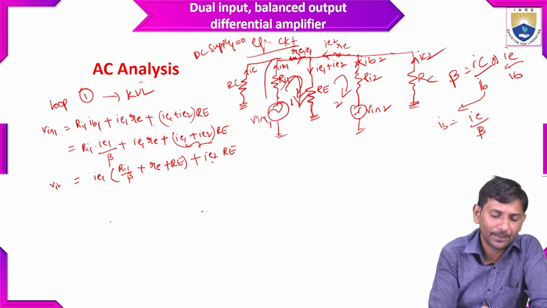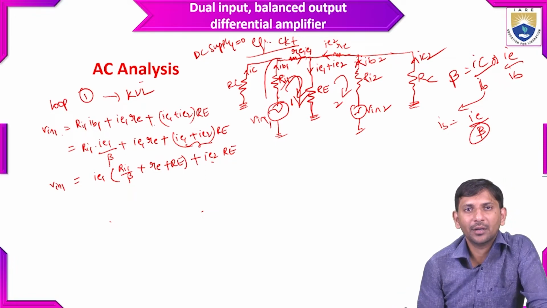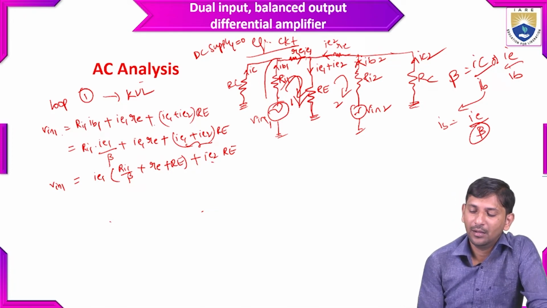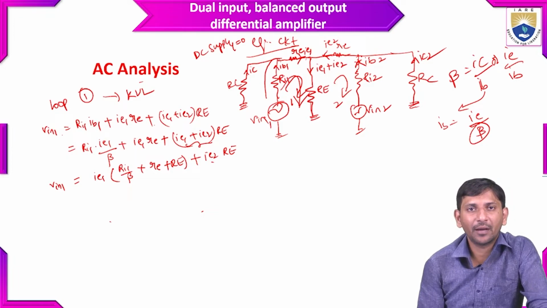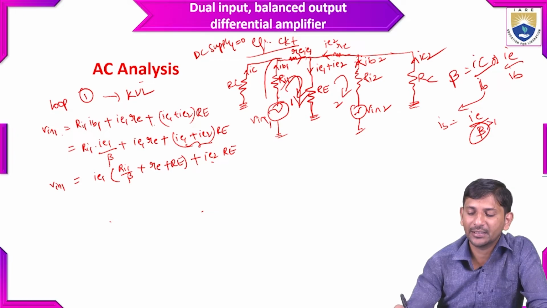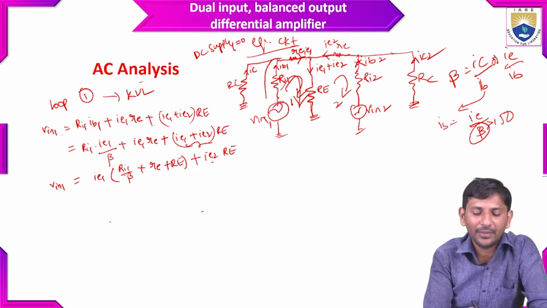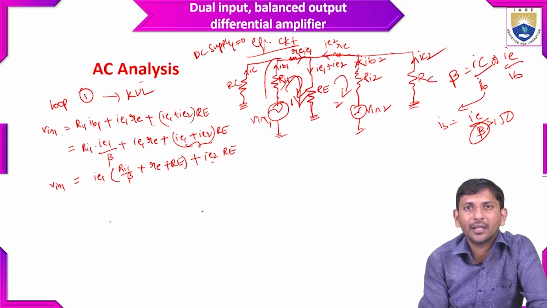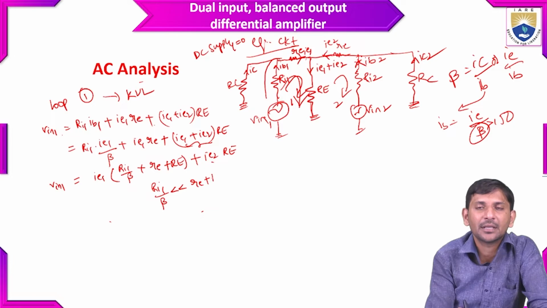Now, what is beta? For a dual input balanced output common emitter transistor, the current amplification factor beta value is typically greater than 150. So it's a large value. When the denominator is maximum, the ratio will be a very small value. The ratio Ri1 by beta will be very much less than Re plus capital Re.